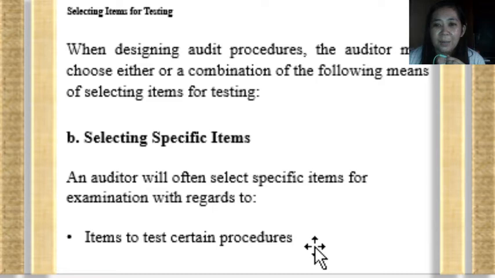Another is items to test for certain procedures, just like what we have mentioned earlier about internal control, okay, or test of controls where the auditor can do the sampling. Okay, so he may not perform 100% evaluation. So this is what we are talking about, okay, in relation to internal control.